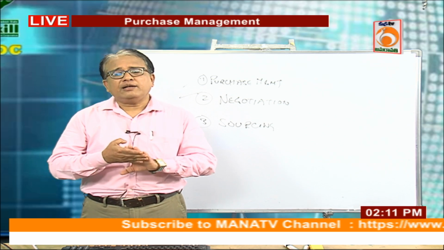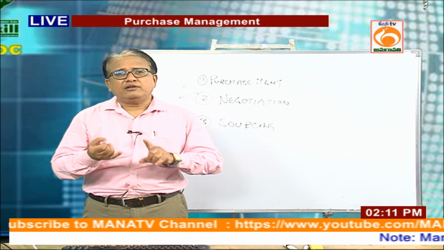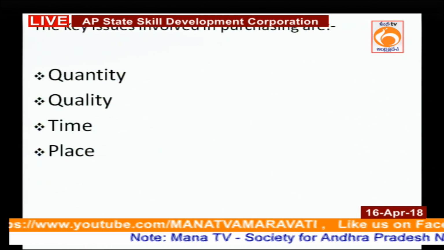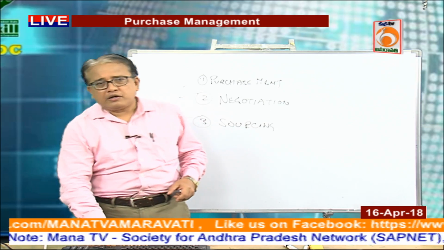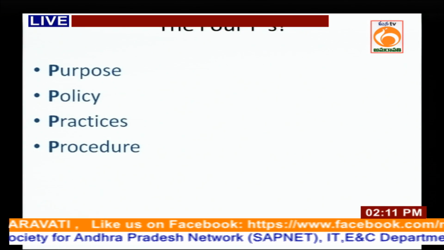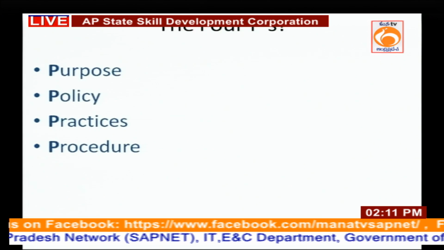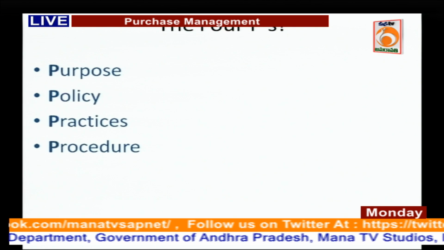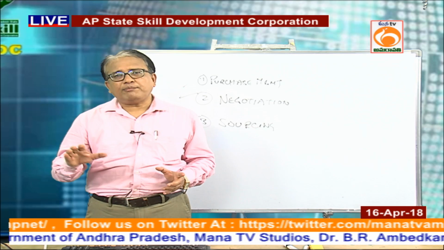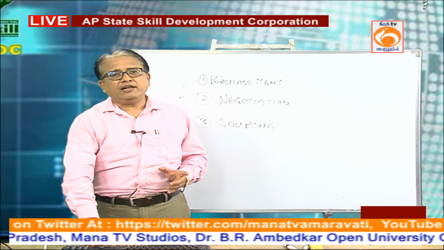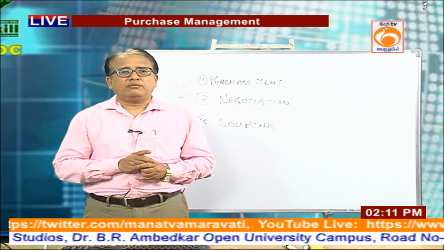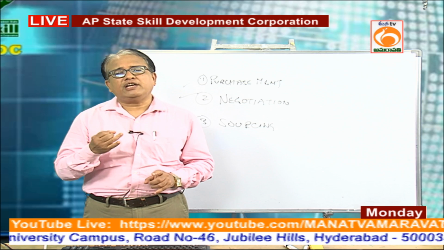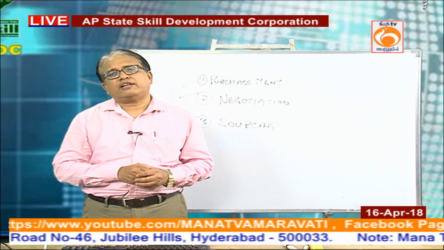So, while the 4 P's are important: purpose, policy, practices, procedure. These are the fundamentals of procurement, and based on those fundamentals you have to ensure that you buy the right quantity and quality at the right time and at the right place.